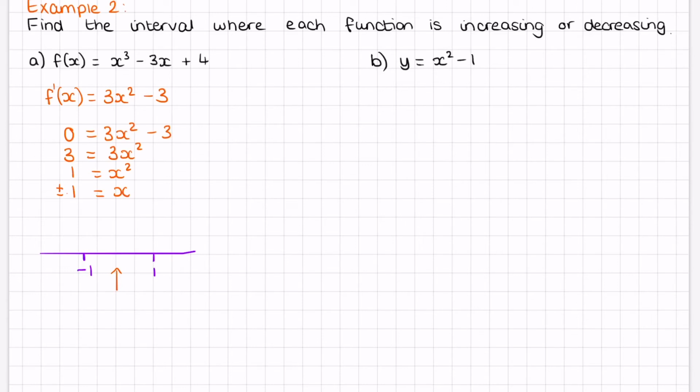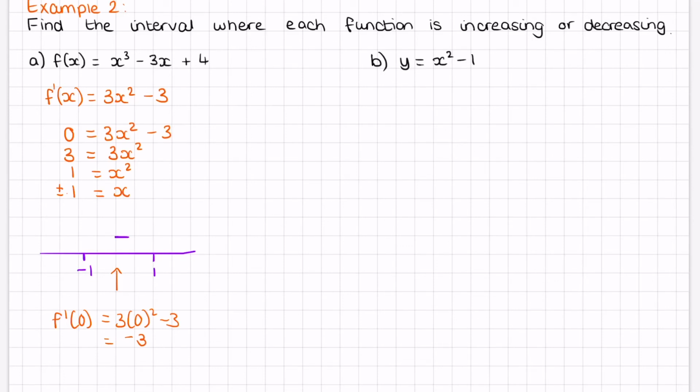I'm going to pick 0, nice and easy. If I put 0 into the gradient function, we will get 3 times 0 squared minus 3, so I will get -3. It doesn't actually matter what the answer is, it just matters if it's positive or negative. So between -1 and 1, the gradient's negative. Like I said, it doesn't matter what value we get, we just need to know, is it positive or negative? Then we do the same for the other 2 parts.